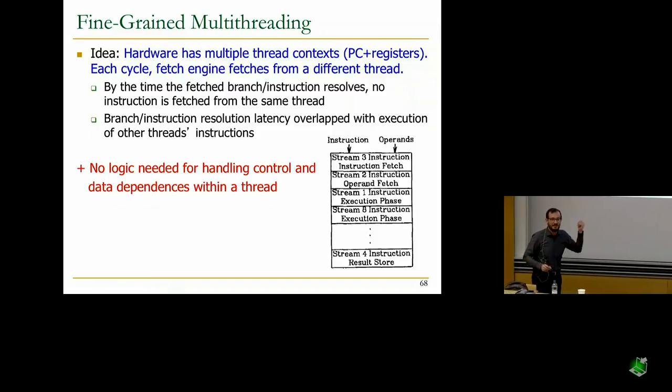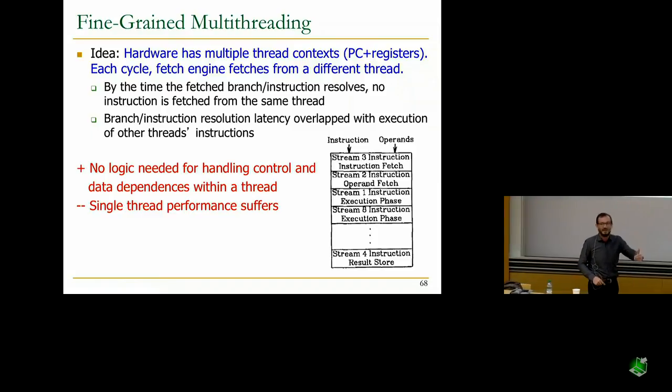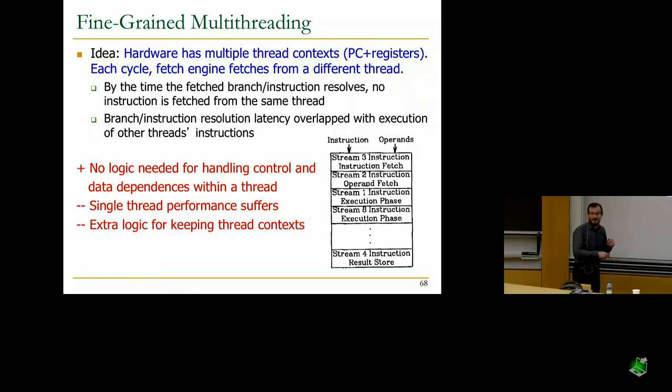Beautiful. That's why GPUs have been dramatically affected by this, and they operate with this principle. The downside, of course, is that single-thread performance suffers, because you're fetching one instruction into the pipeline every n cycles, where n is the depth of your pipeline. And also, you need extra logic for keeping thread context.